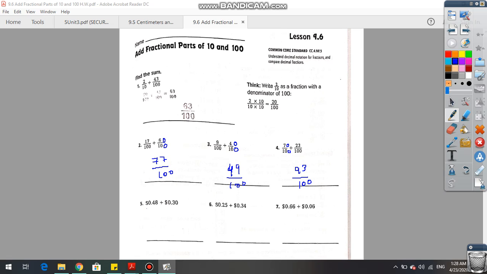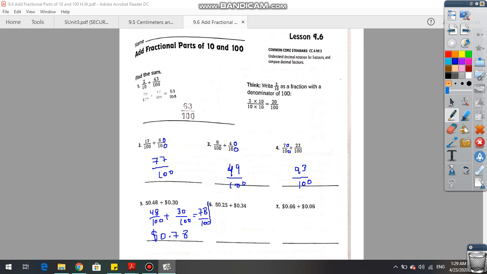Here I have a fraction and a decimal, so I have to convert it into a fraction first. So 48 hundredths plus 30 hundredths. Now 48 plus 30 equals 78 hundredths, but I have to write the answer as a decimal, $0.78.